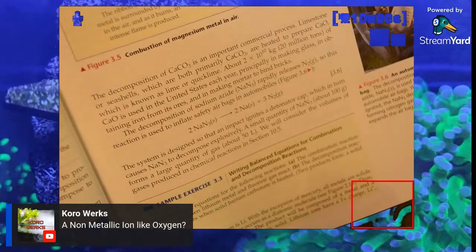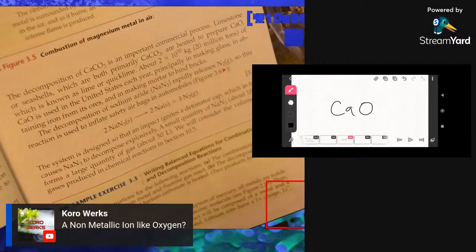The decomposition of sodium azide. I don't know how to pronounce that. Oh sorry guys, I'm not even showing you a thing. So that's calcium oxide, I think, or calcium monoxide.